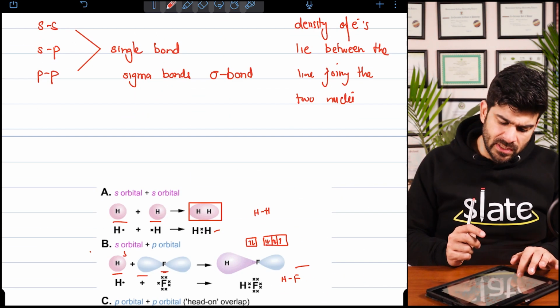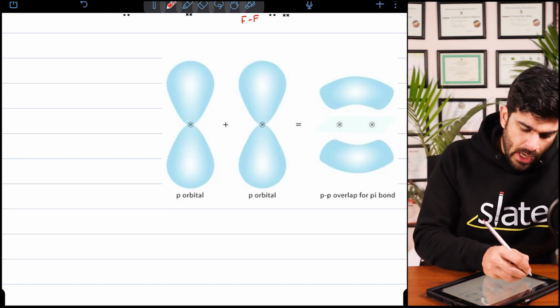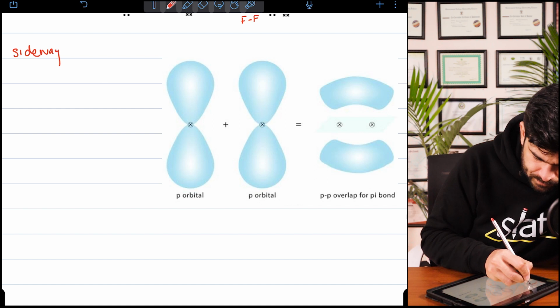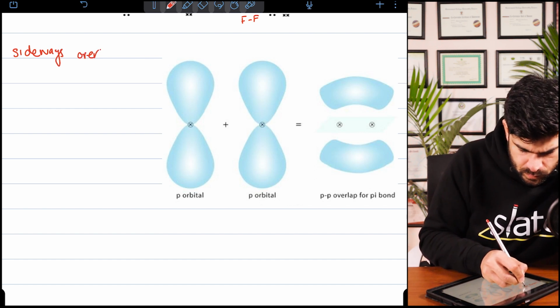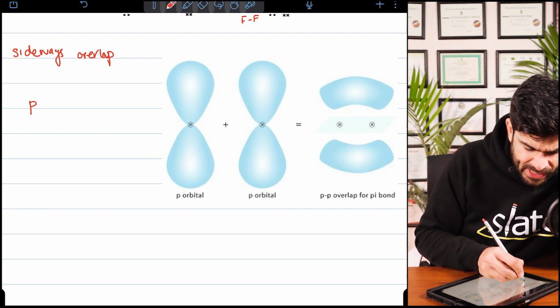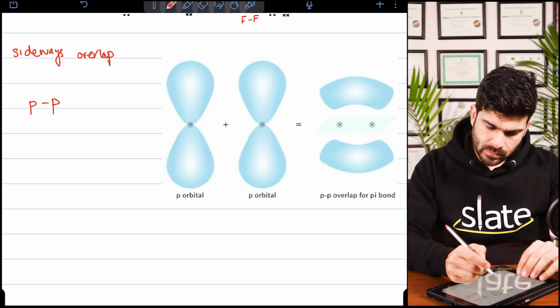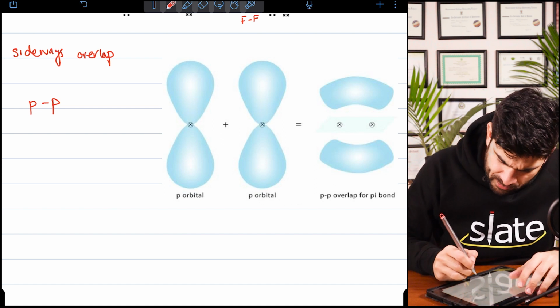The other example is a sideways overlap. That is again P-P, this time sideways. This will overlap with the other one.